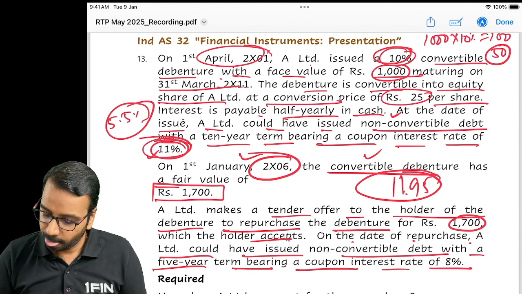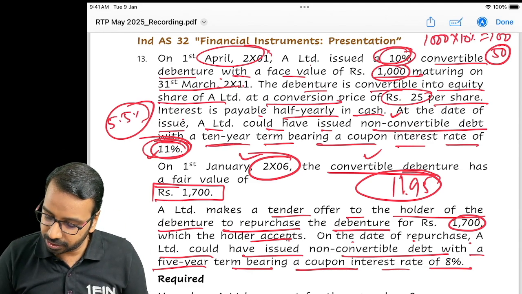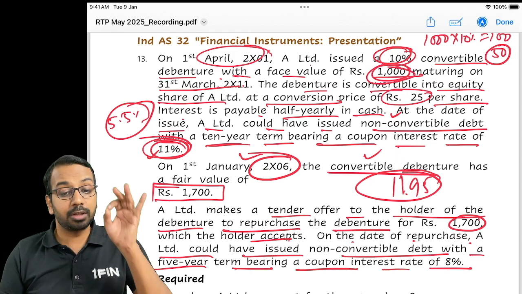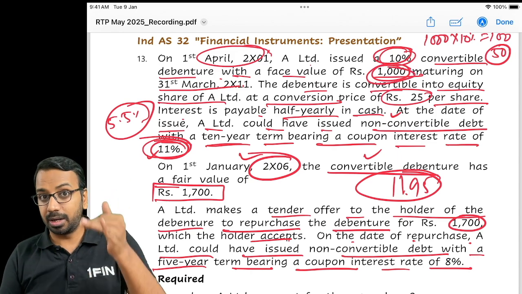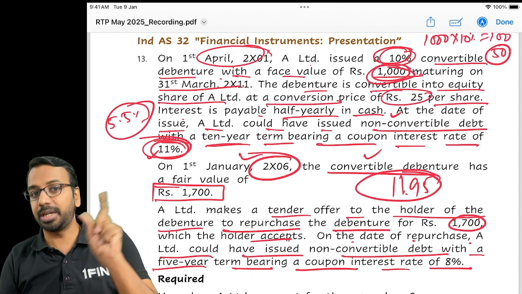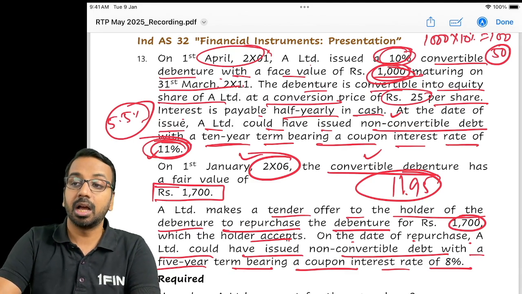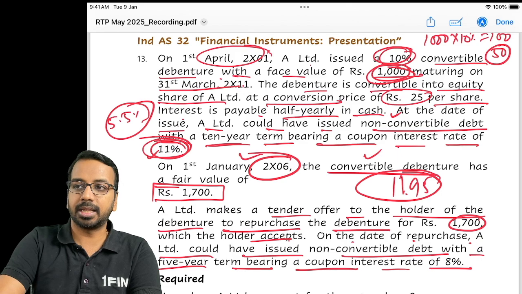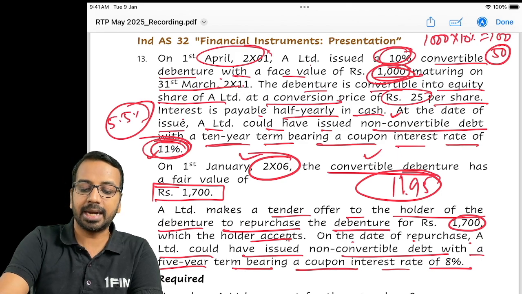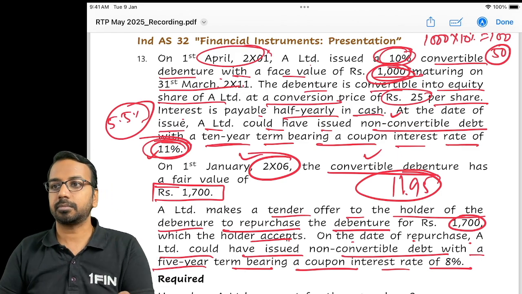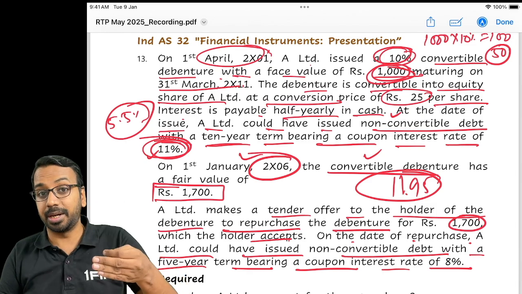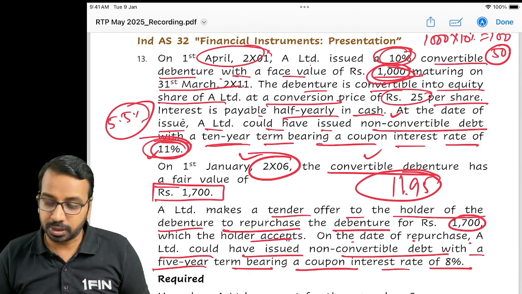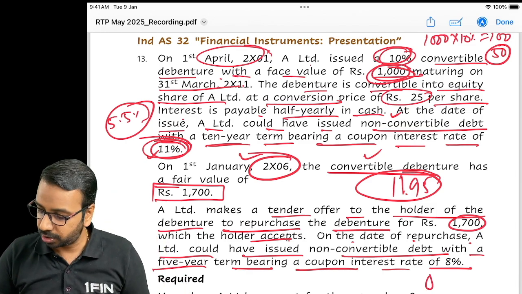Then at the end of 10 years, you will repay how much? 1000. Now this 1000 also, when you discount it, you will discount it at 5.5% for 20 terms. That is another thing you have to keep in mind: don't do it for 10 periods, you have to do it for 20 periods. So that number what I get is 0.342.